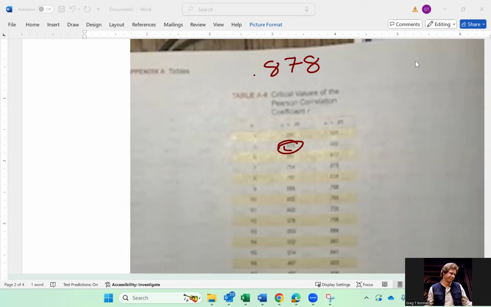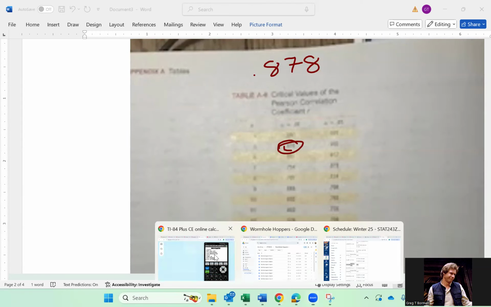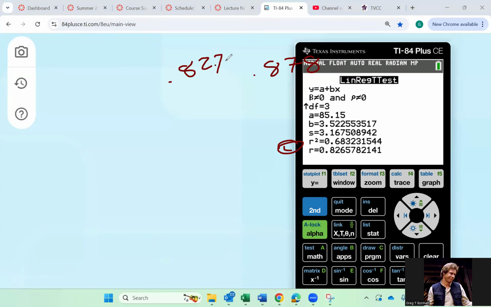So what do we do with that? Well, we want to compare that with the R value, the Pearson correlation coefficient, which was right here. And the R value, let's see, we've got to go down a little bit. Okay, down at the bottom, 0.827. 0.827 is our R value.